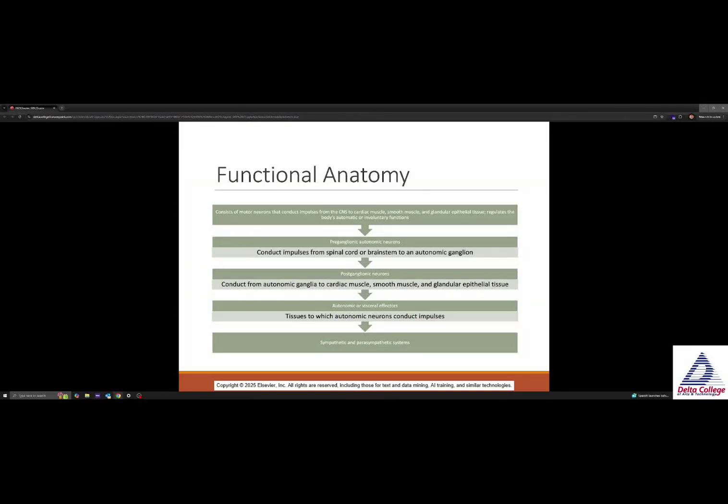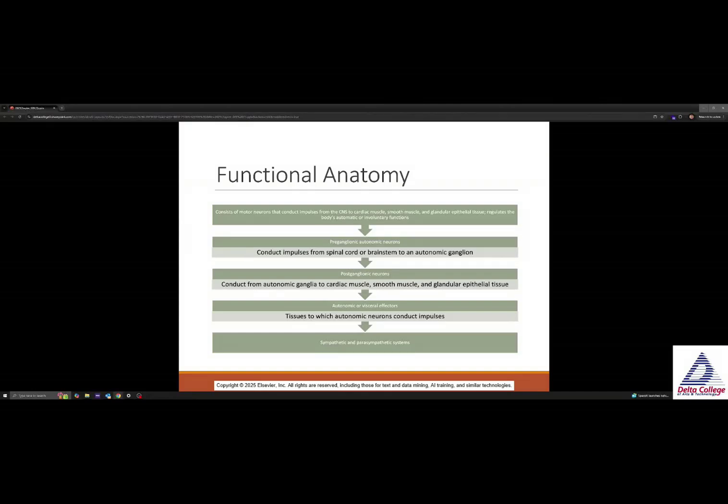So, functional anatomy. This consists of motor neurons that conduct impulses from the central nervous system to cardiac muscle, smooth muscle, and glandular epithelial tissue. It regulates the body's automatic or involuntary functions. This happens at the preganglionic autonomic neurons. These conduct impulses from the spinal cord or brainstem to an autonomic ganglion. The postganglionic neurons then conduct from the autonomic ganglia to cardiac muscle, smooth muscle, and glandular epithelial tissue.